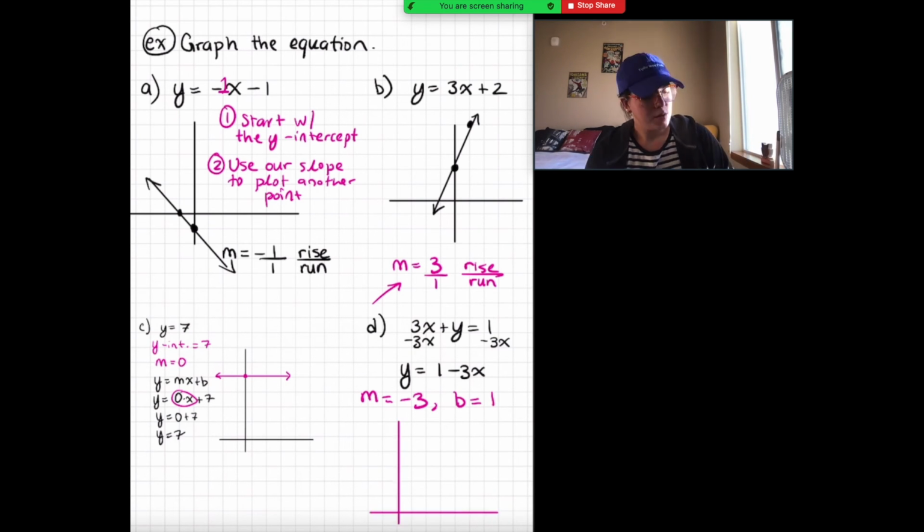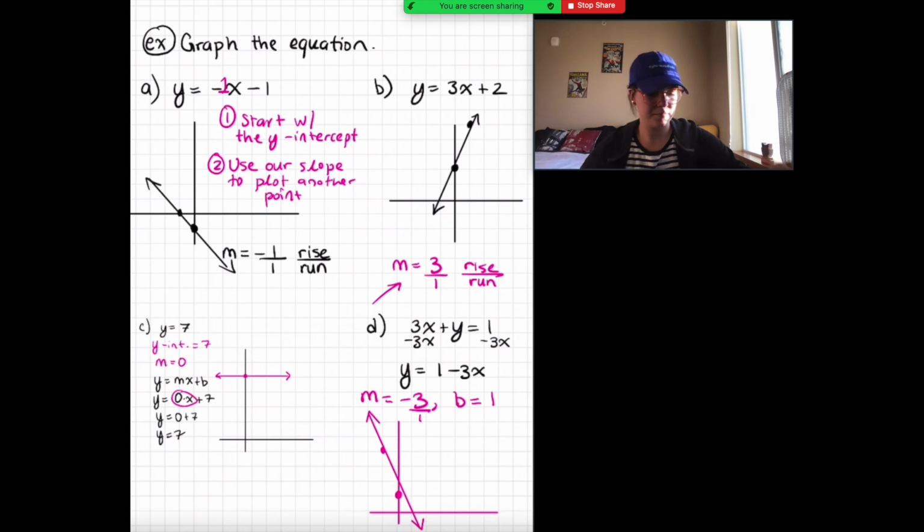So let's graph it. We start with our y-intercept. We have b is equal to 1, so our y-intercept is 1, and our slope is negative 3. And remember, this is negative 3 over 1, so that means we have a rise of negative 3. So we'll go up, 1, 2, 3, and then we want our graph to be negative since our slope is negative. So that means we'll go to the left 1. So our next point would be here. And then we can just connect these two.